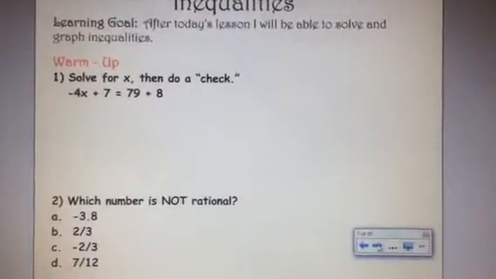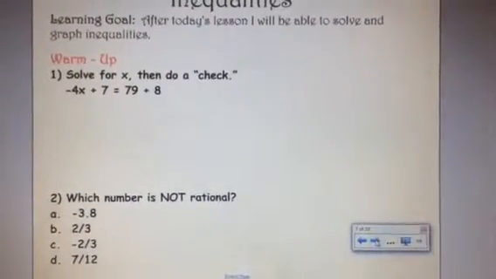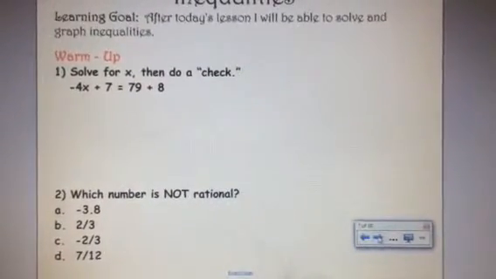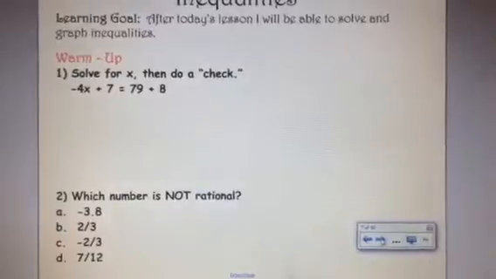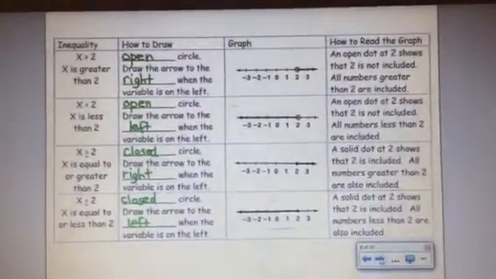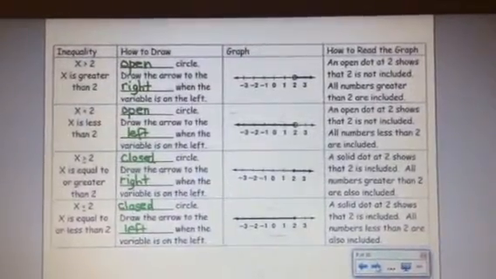Remember, make sure you complete your warm-up. Answer these two questions. When you have completed it, make sure that you glue them into your notebook and cut it. Here are the notes that you have. Please make sure that you fill in the notes with the correct information.